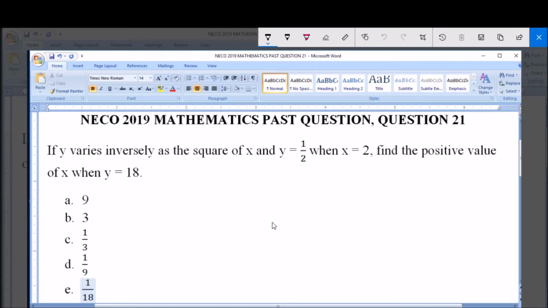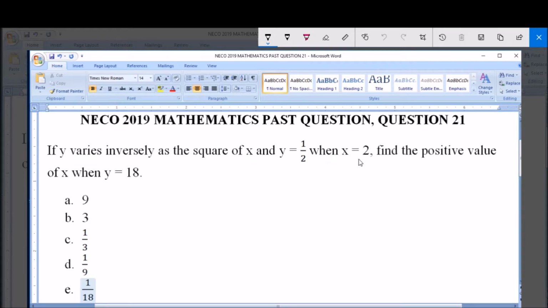If y varies inversely as the square of x, and y is equal to 1 over 2 when x is equal to 2, find the positive value of x when y is equal to 18. A: 9, B: 3, C: 1 over 3, D: 1 over 9, and E: 1 over 18.